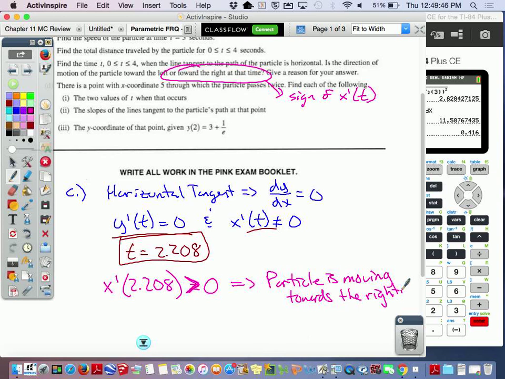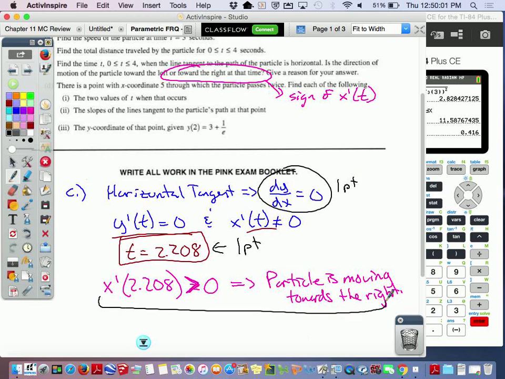So how many points is this question? This question is worth 3 points. Considering this piece right here is a point. Finding this t value is another point, and then this whole analysis down here is your third point for this question.